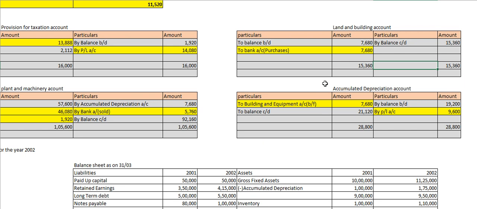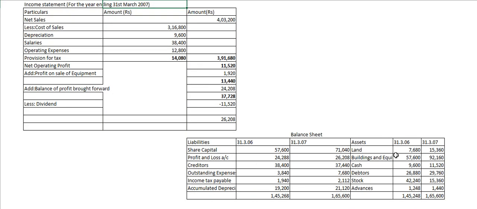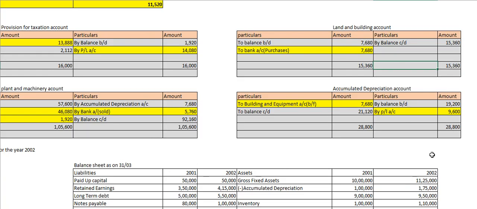So if you look into the question, you have your land opening balance 7,680 and closing balance 15,360. So to balance brought down, what's our debit balance 7,680 because it is an asset account. By balance carried down 15,360. So there is a balancing figure. You are having a credit balance which is 7,680. Since it's a credit balance, it is to bank account.